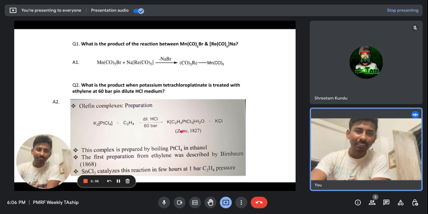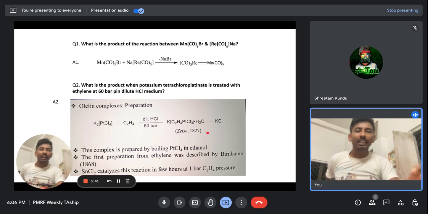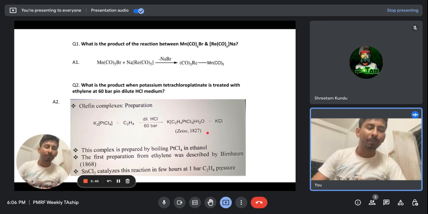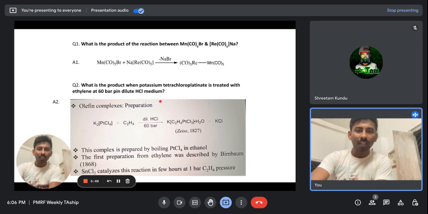Zeise himself, you can see, prepared this classical compound in 1827, and it is one of the very first organometallic compounds that have been prepared, isolated and characterized fully. So in this case, what happens? Potassium tetrachloroplatinate is K2PtCl4. Platinum is in plus 2 oxidation state, where two potassium ions are there and four chloride ions are there. So it is a very well known potassium platinum 2 compound.